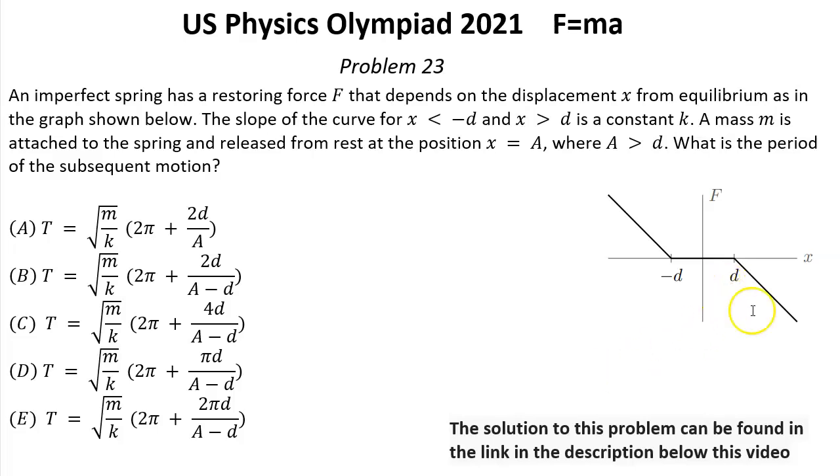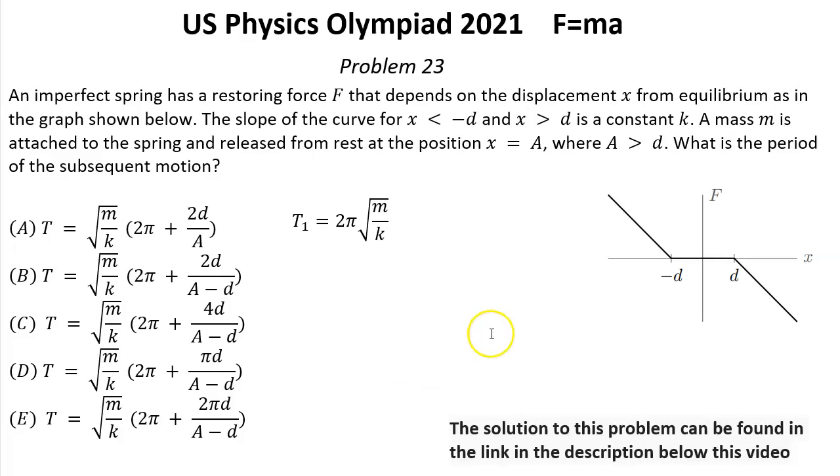On this graph we can see that motion from point d to point a is perfectly harmonic motion, same as from negative d to negative a. It means that we can calculate the period of this motion, except the motion with a constant speed between negative d and d. That will be T1 equals 2 pi multiplied by the square root of m over k.